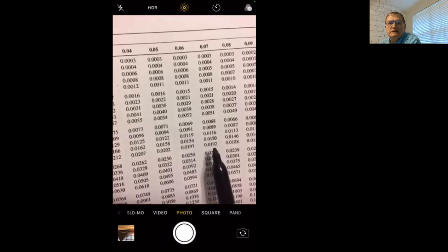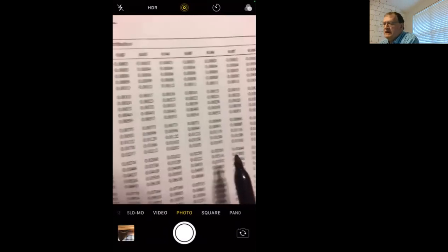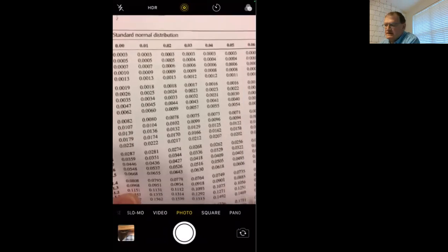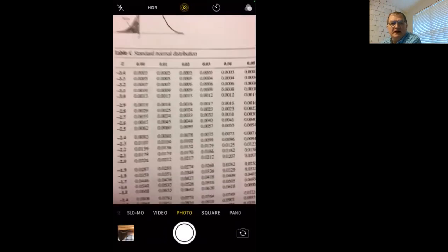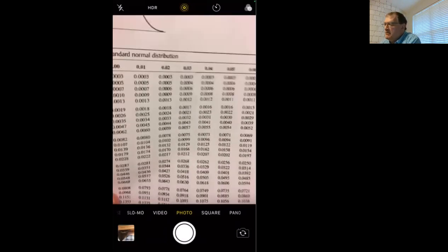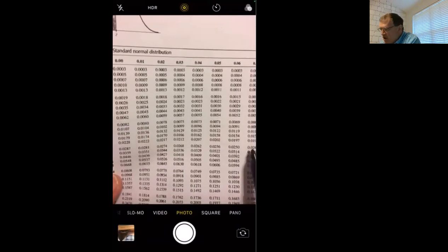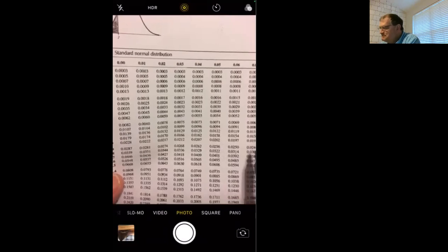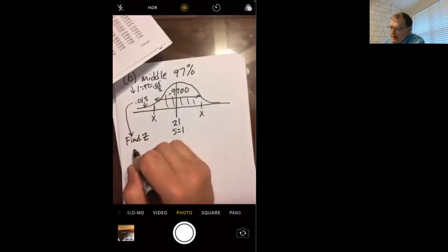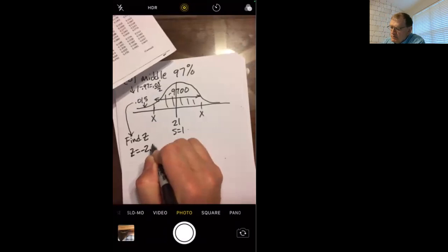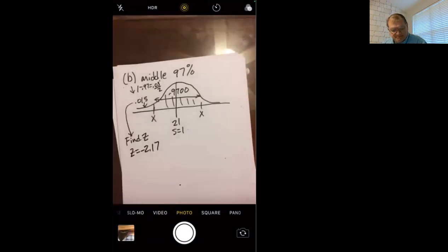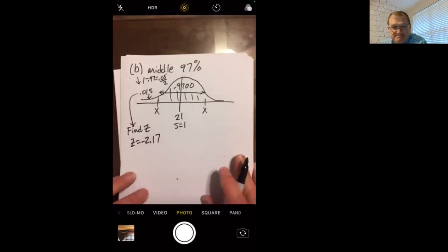Yes, please. Yeah, giving you negative 2.1, 07 column. If I can come over, it's negative. So wide I can't get it on, but it's in the negative 2.1 row and the 07 column. Negative 2.17. All right, another one you didn't have to bracket.